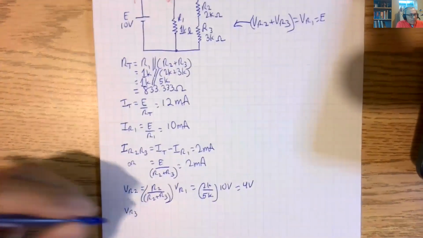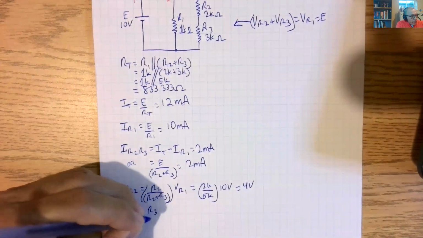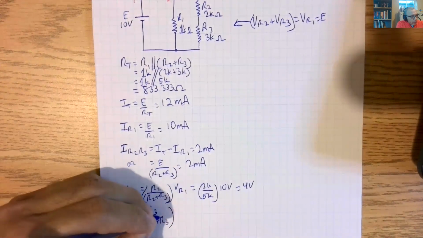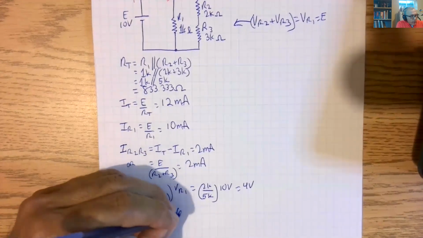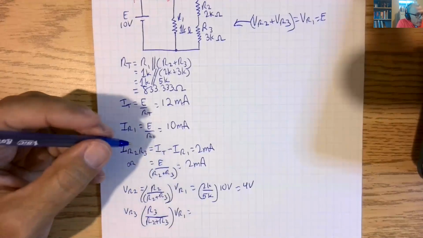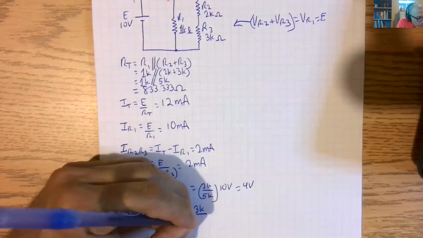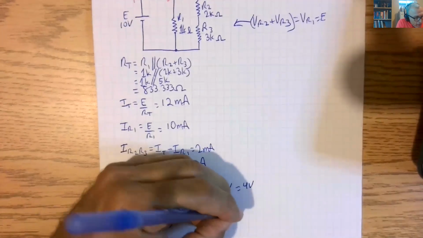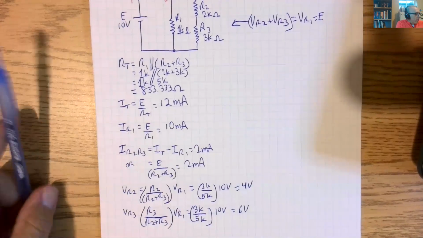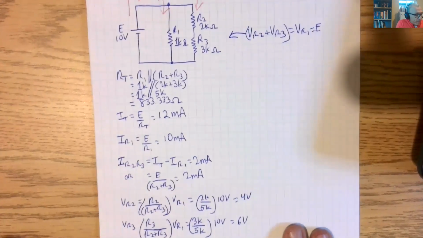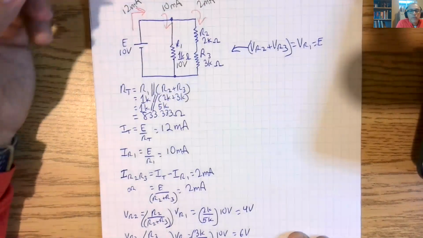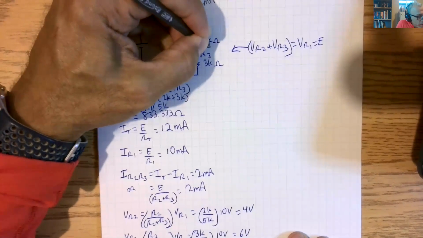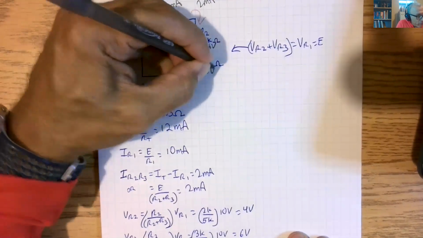VR3, if we want to do the same thing, is R3 over R2 plus R3 times VR1 again, which is 3K over 5K times 10 volts, and that is equal to 6 volts. So let's put our story together. This is 10 volts. VR2 is 4 volts, and VR3 is 6 volts.